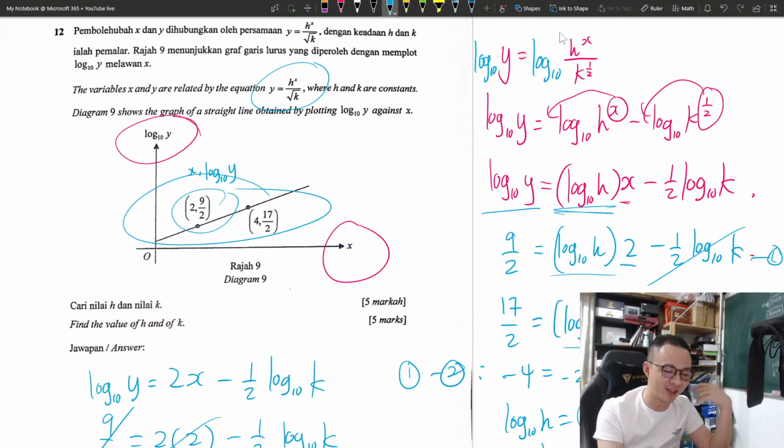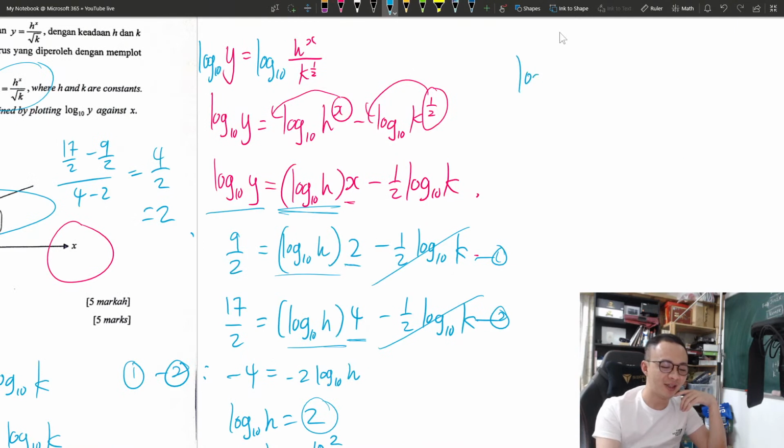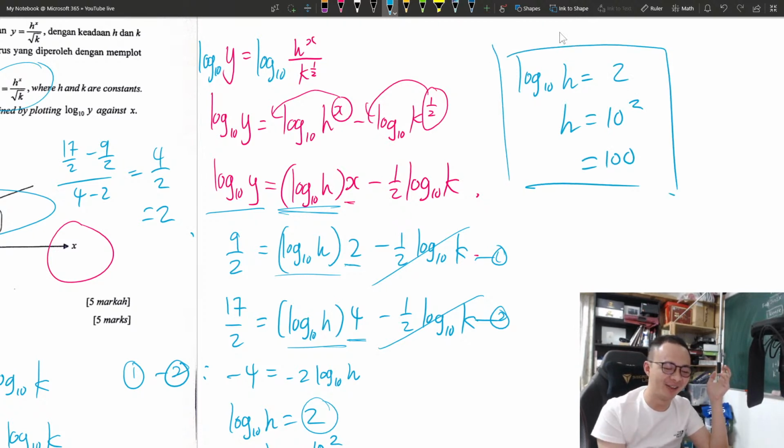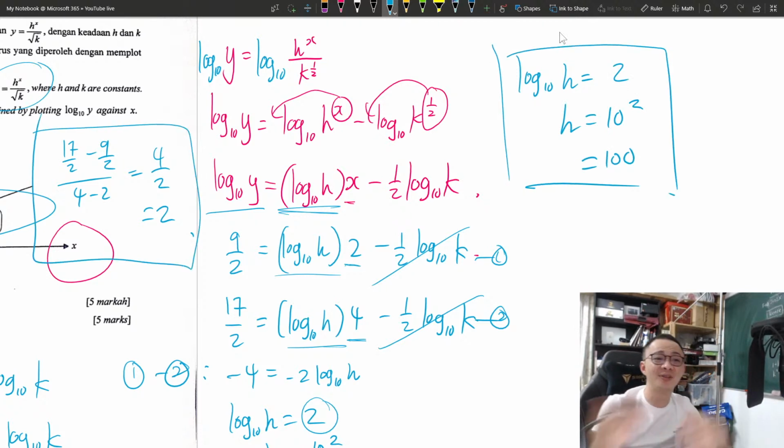So if you find the gradient, you will get 17 over 2 minus 9 over 2, then 4 minus 2, isn't it? So what is the gradient here? It's like 4 over 2 is 2, isn't it? Then you just do something like that, yeah, it's a lot faster. How come I didn't think about that just now? Yeah, maybe I'm just too tired. Then you're still getting h equals 100. If you find the gradient first, then only you sub the log 10h equals that gradient.